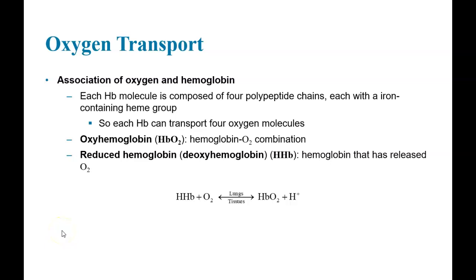Each hemoglobin molecule is composed of four polypeptide chains, each with an iron-containing heme group. So each hemoglobin can transport four oxygen molecules. When hemoglobin is bound to oxygen, that's called oxyhemoglobin. If the hemoglobin has released the oxygen, that's called reduced hemoglobin or deoxyhemoglobin.